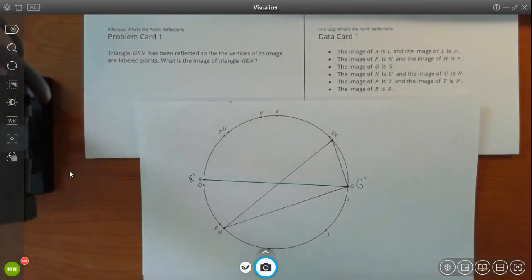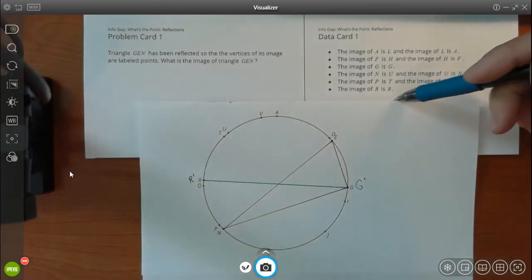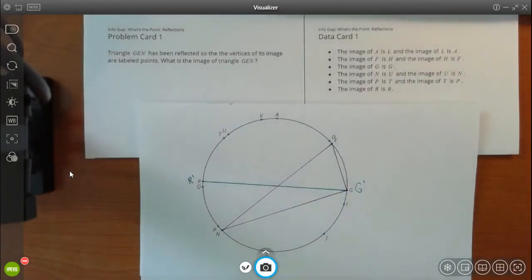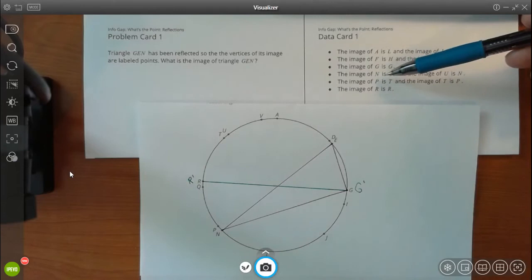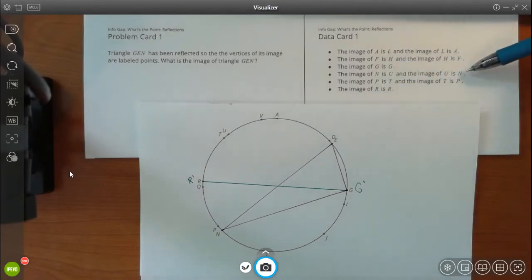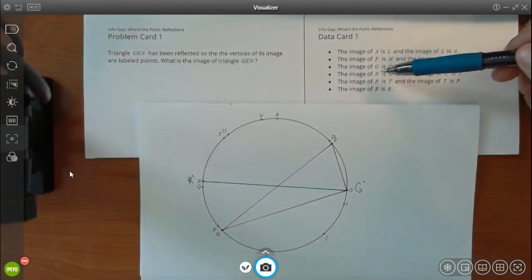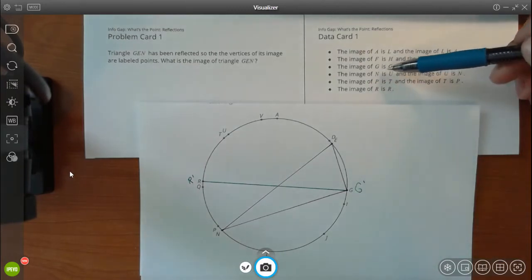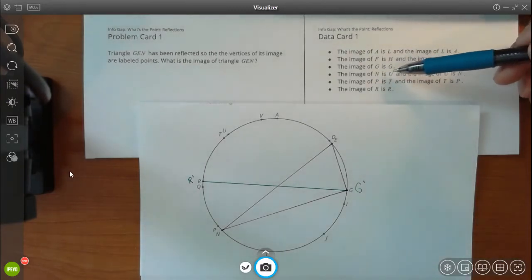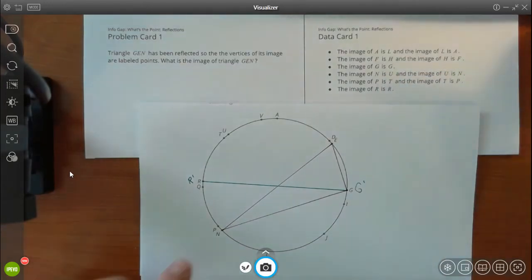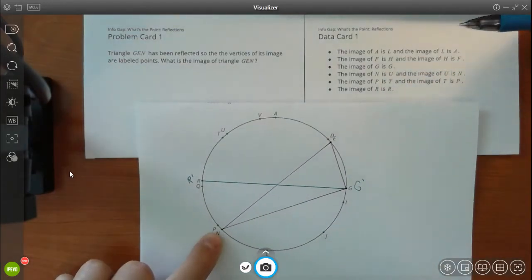So for starters, I can look at my list of points and numbers and everything here. I can look for either E or N in the list. I can see that N is U and U is N. So if I have something that's going from reflecting, the image of N is U. That means if I start out at N, I'm going to end up at U. So if I start out at N down here, that means I'm going to end up at U.